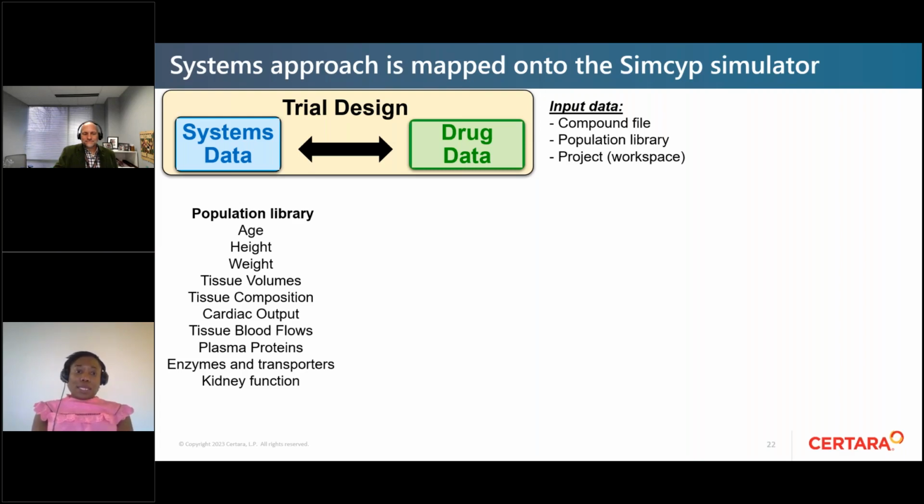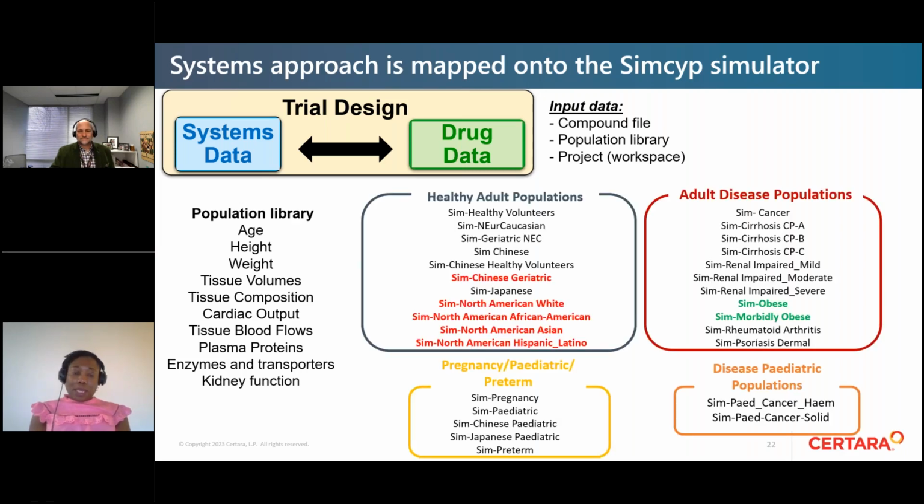So for this, we collect certain data, like the age distribution of the population, height and weight, information like tissue volumes, tissue composition, tissue blood flow, which is actually dependent on the cardiac output, so whether it increases or decreases, and then plasma proteins, which determine the level of binding of the compound of interest. And then we also put in information about the expression of various enzymes and transporters, which can vary between one population and the other, and also information about the kidney function. So the renal function can be very instrumental for compounds that are mainly cleared by the kidney.